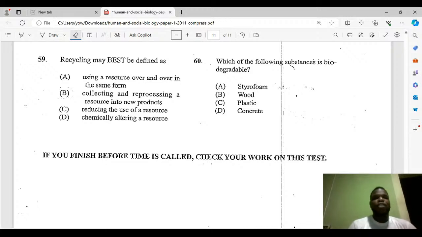Moving on to 59, recycling may best be defined as what? Is it using a resource over and over in the same form? Is it collecting and reprocessing a resource into new products? Is it reducing the use of resources, or is it chemically altering a resource? We're seeing a lot of B in those answers, and indeed B is correct. And the final question for this paper is, which of the following substances is biodegradable? That's pretty simple. Which one of them will be biodegradable?